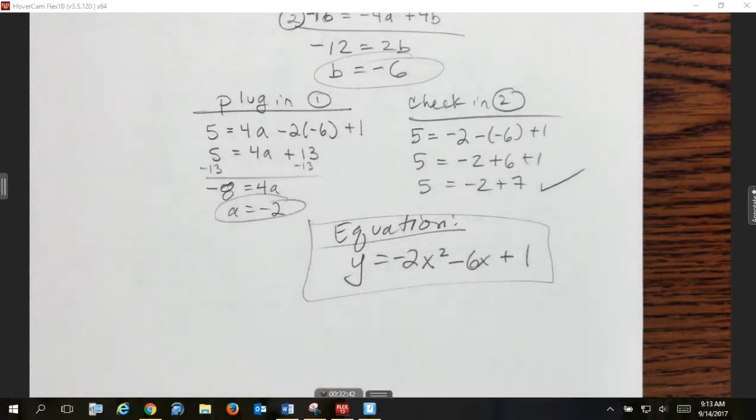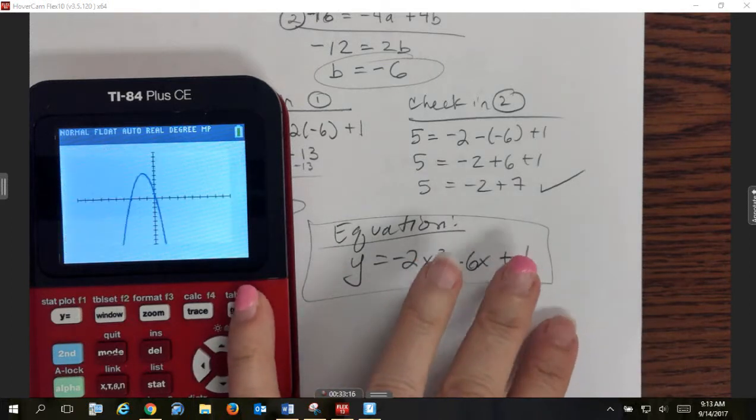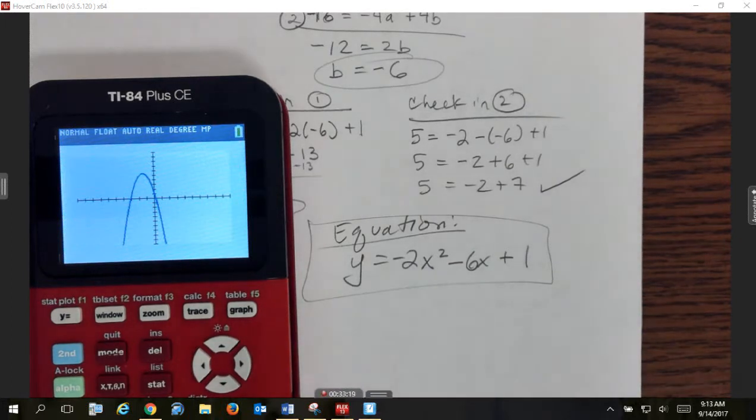You guys have your graphing calculator? So pull that baby out and graph that equation. Graph that equation we just got. So once you have that equation graphed, this is just a self-check for you.